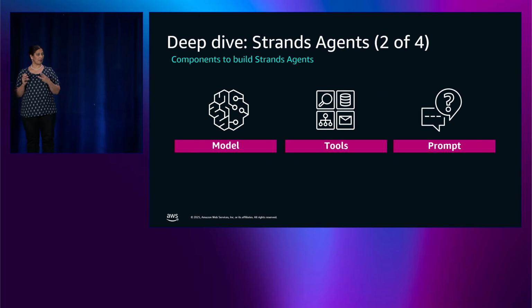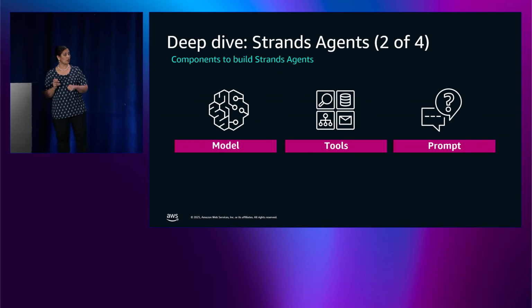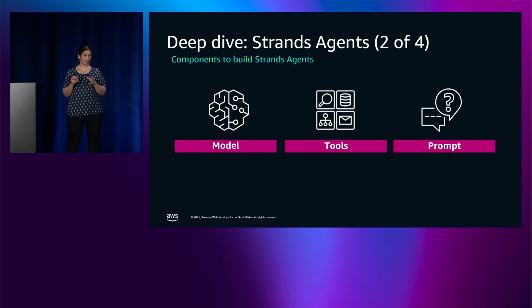So 3 main components: model, tools, and the prompt. The model provides the intelligence, the reasoning capabilities. The tools are the ones which are actually connecting it to the real-time world or doing the actual functions. They allow the agent to take actions. Prompt is the agent's instruction manual.